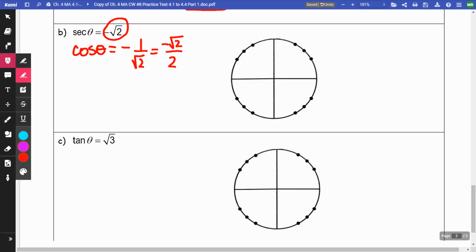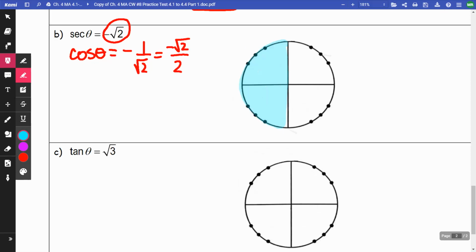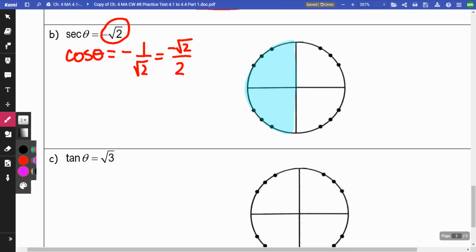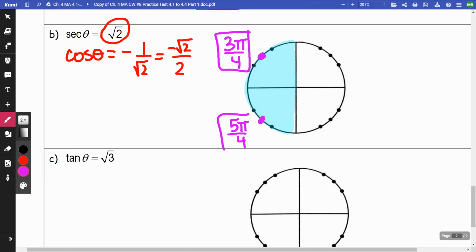And my cosine is going to be negative in quadrants 2 and 3. So 2 and 3, that's where my cosine is negative. So that's where my secant is also going to be negative. And I want where my cosine is going to be a negative root 2/2. That's going to be here and here. So that is going to be 3 pi fourths and 5 pi fourths. Those are going to be our two answers.